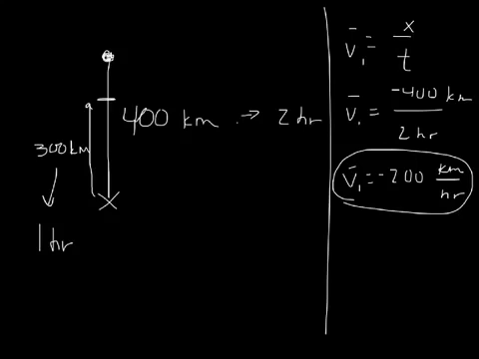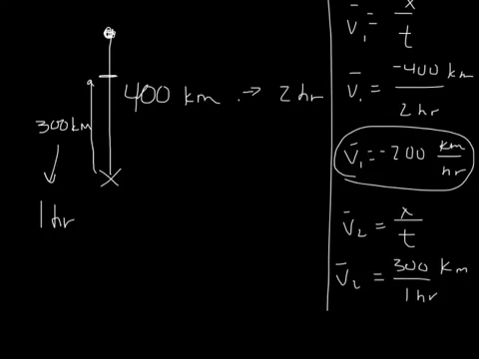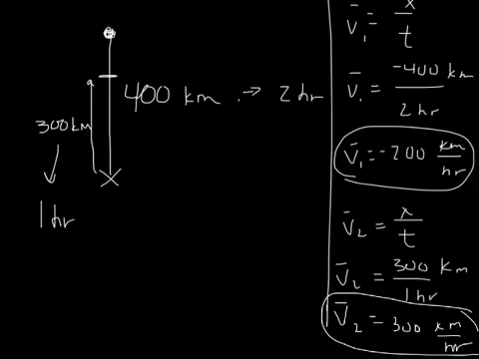Let's find now the velocity on the way up. Velocity on the way up. What do we got? This is not meant to be tough. On the way up, 300 kilometers divided by 1 hour. So it's 300 kilometers per hour. All right. Now, those are the 2 velocities for each leg of the trip.